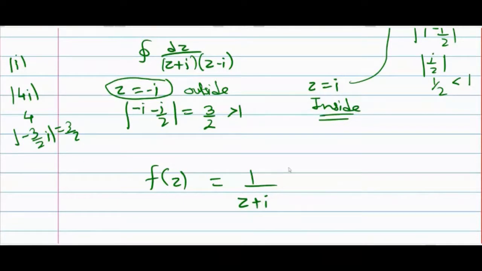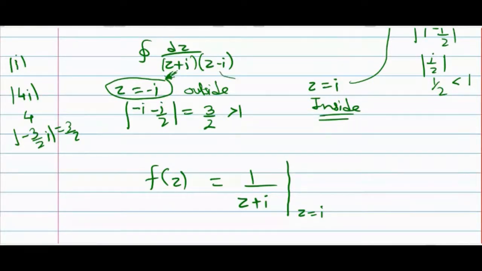This we have to calculate at the inside point. Inside point is z equal to i. Here you might get a little confused. Equate the denominator to 0, so we get the point z equal to minus i. And this is outside, so that becomes your f of z. If it is outside, then that becomes your f of z.